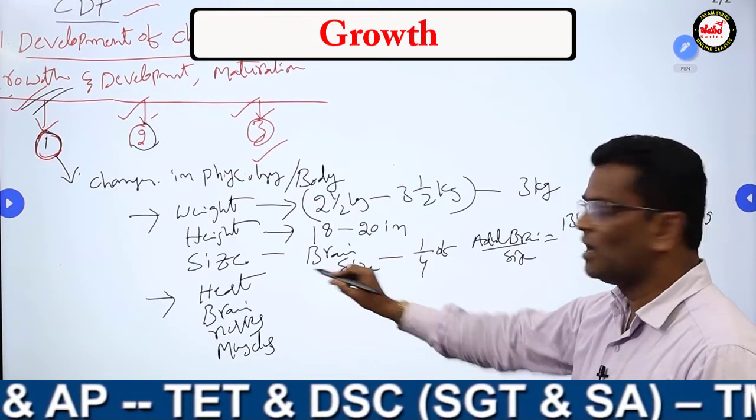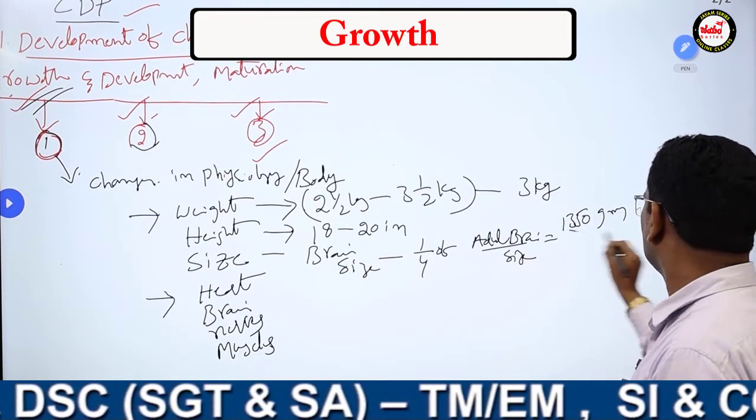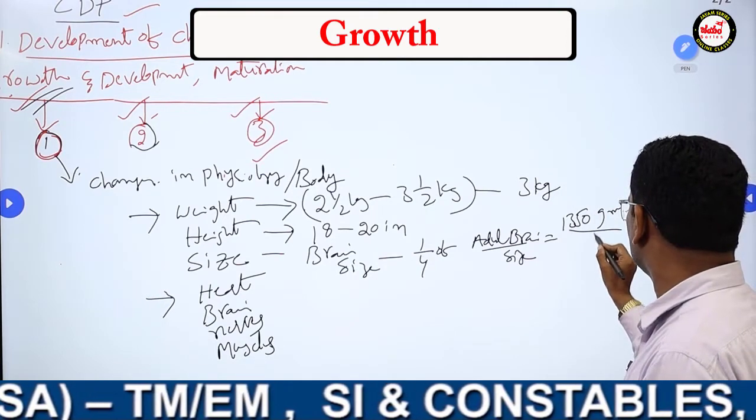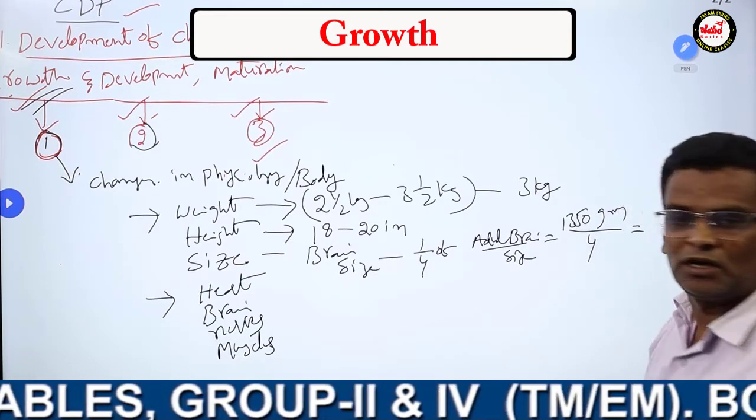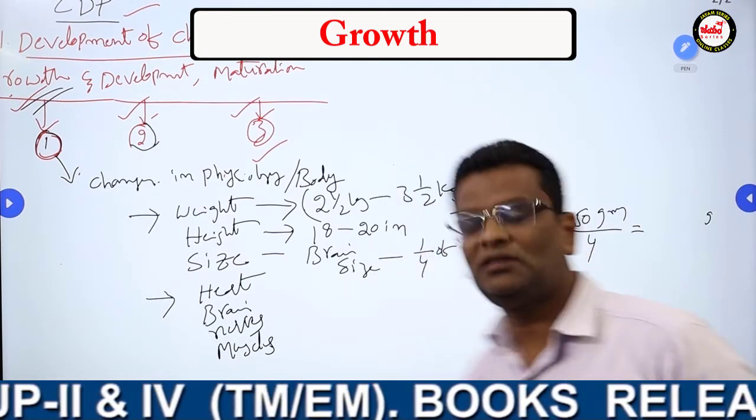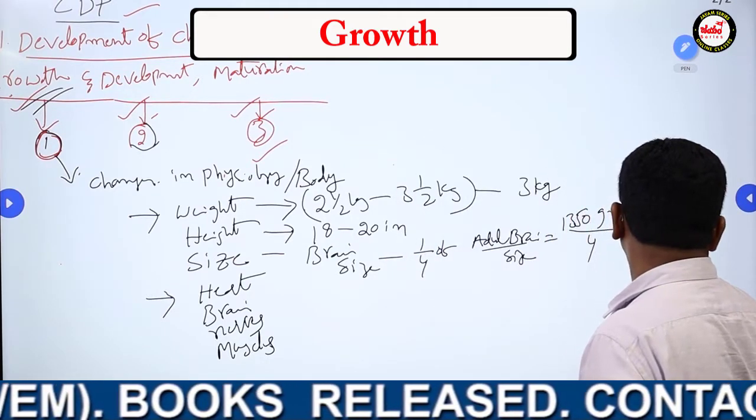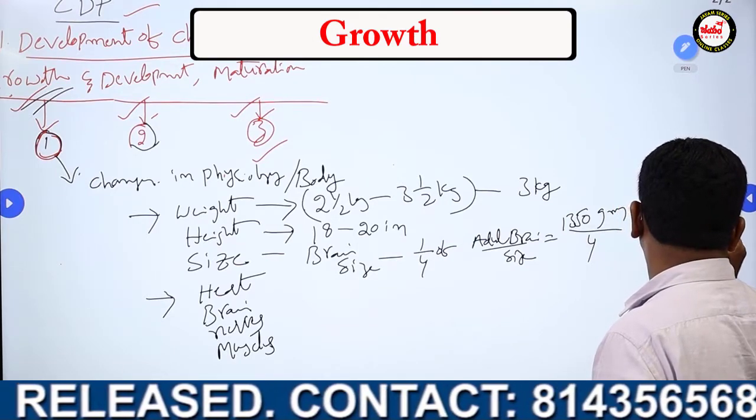Means the born baby brain size is 1350 by 4. Means how much? 337.5 grams.